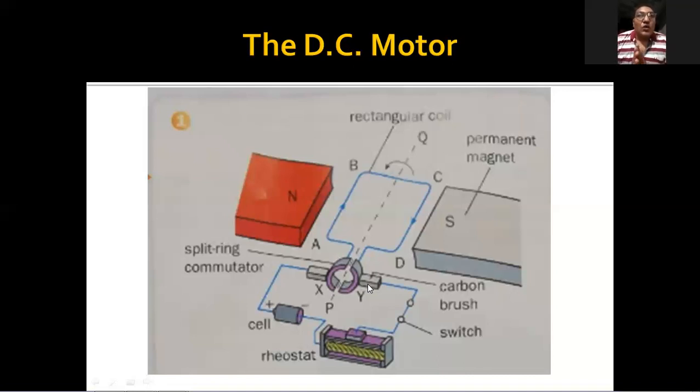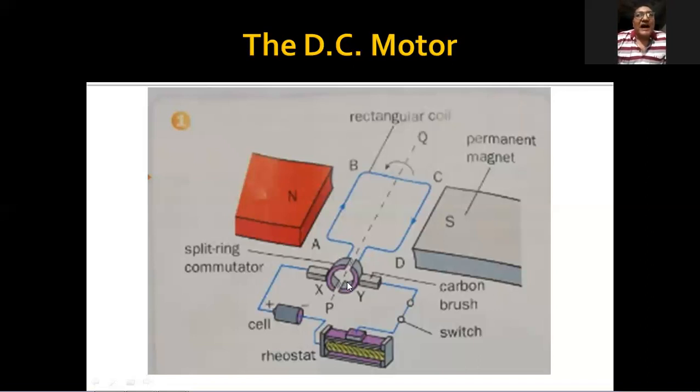When the coil moves beyond the vertical position, the wiring which was permanently connected with the CD, which was previously connected with the negative terminal of the battery, becomes in contact with the carbon brush connected with the positive side of the battery. So you see, with the help of the split ring commutator, we reverse the direction of the current in the coil. In the CD, in this position, the current is flowing from C to D and the direction of the force is upward.